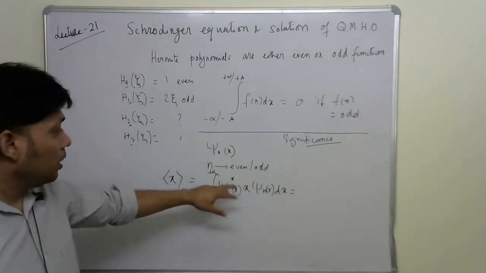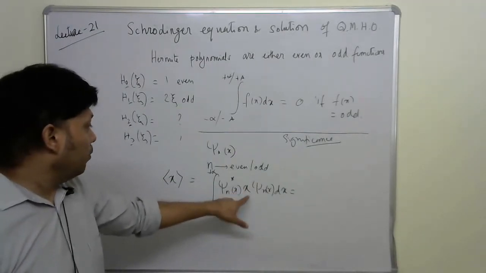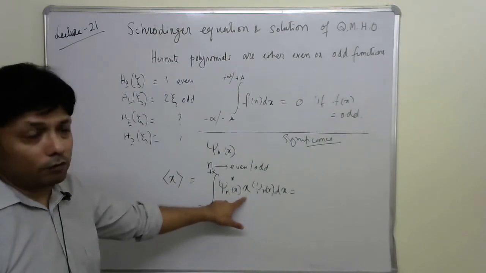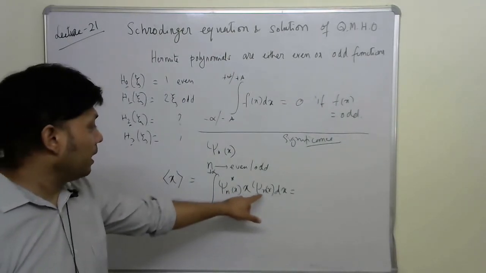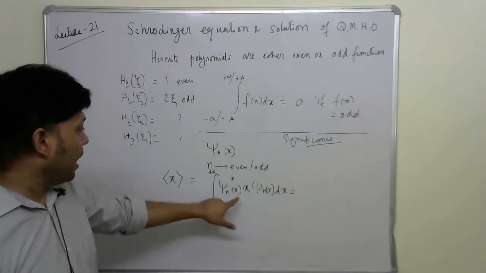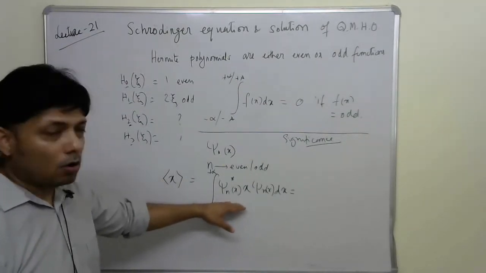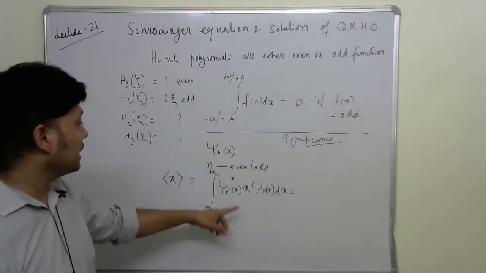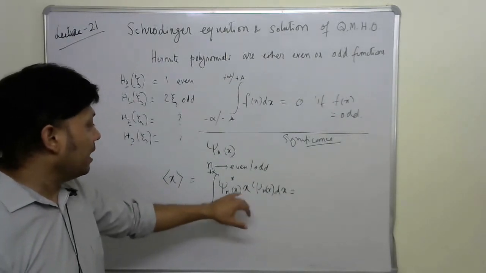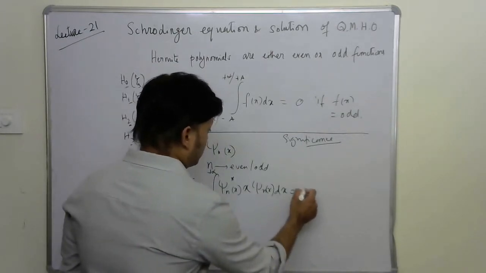Now n can be even or odd. If n is even, these two product to give you even, x is odd, so the total is an odd function. And if n is odd, the product is again even, multiplied by odd is an odd function. Now what if one is even and another is odd? Of course, that won't be happening, because we are taking the same psi n and just taking the complex conjugate. So irrespective of whether n is odd or even, this entire function f(x) becomes odd, and definitely this integral gives the value of 0.